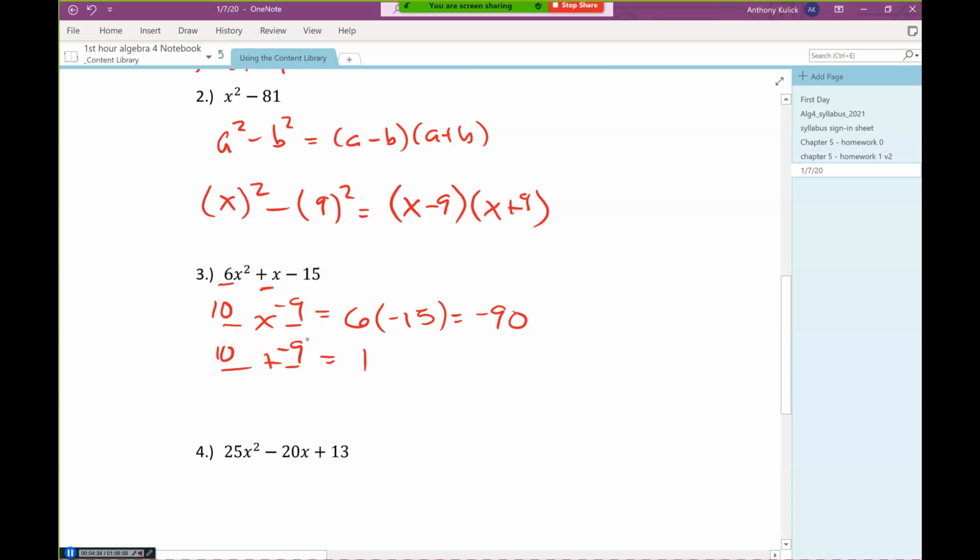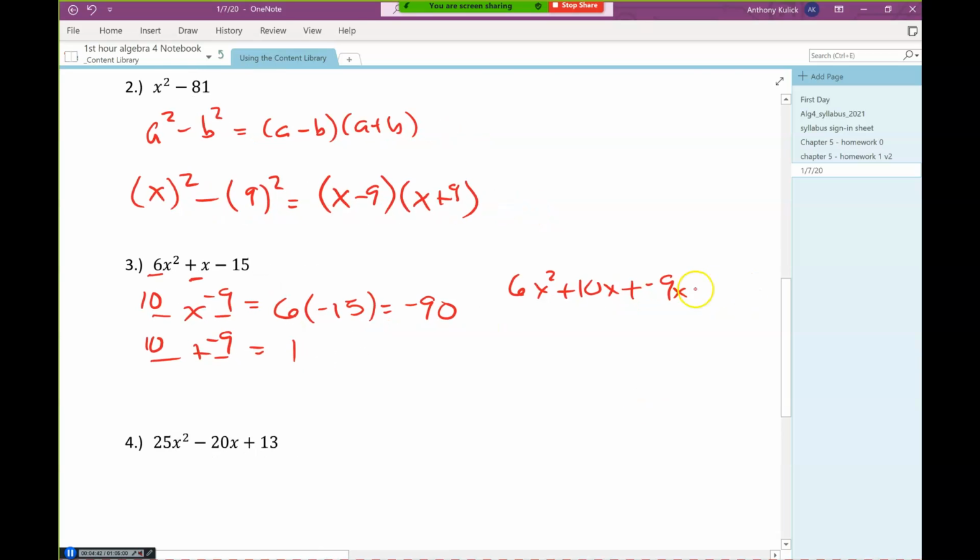But that doesn't go straight to my answer. I need to use those two numbers to rewrite that x term as 10x plus negative 9x, or you could have written them in the other order. It doesn't really matter. And then we make two groups. We take a greatest common factor from the first group, so the number that goes into both 6 and 10 is 2.